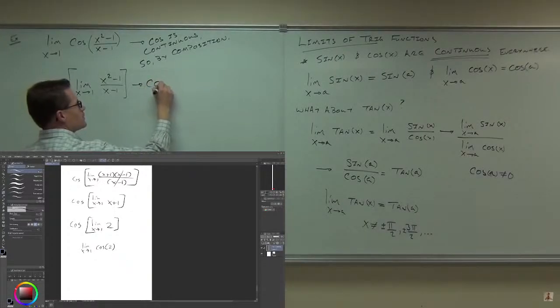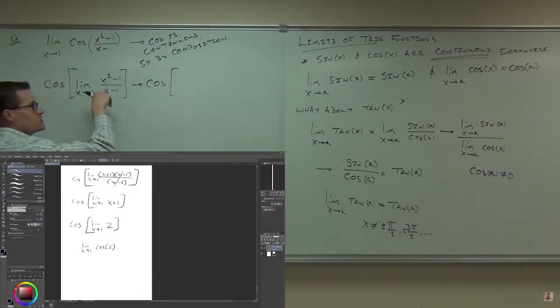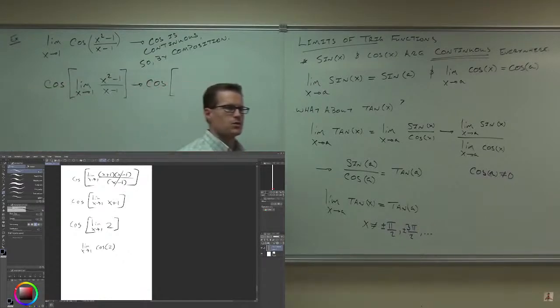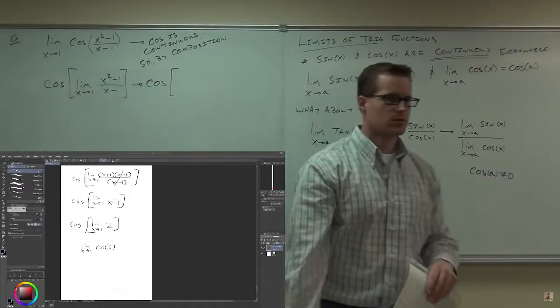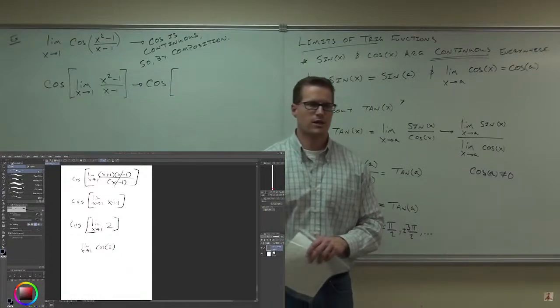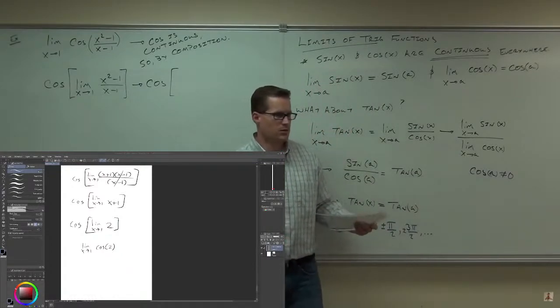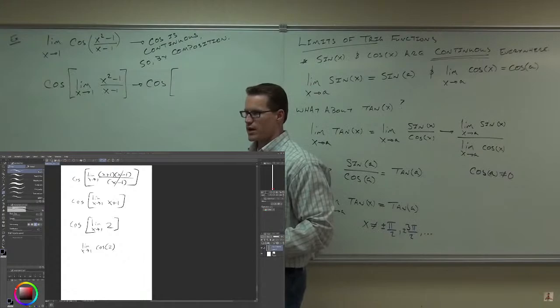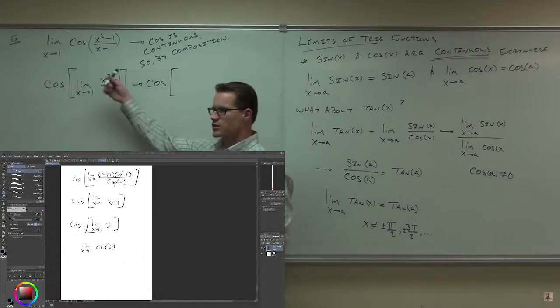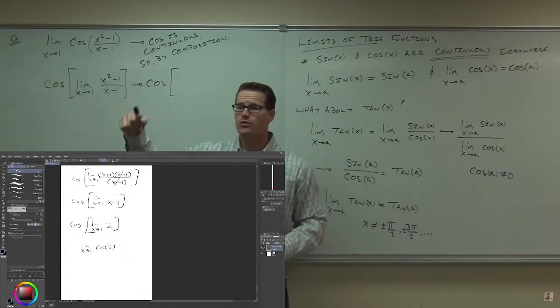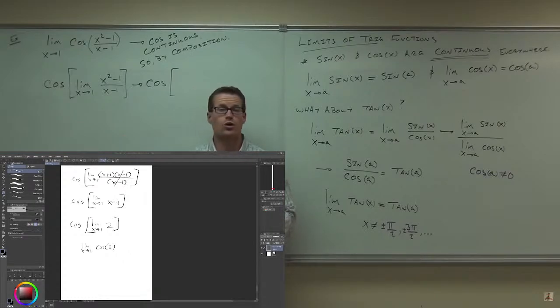Something like that. So cosine of... what are you going to do with that limit? First, you're going to try to factor to simplify. Before you factor, you're going to try to plug it in. I mean, may as well just try that. If you plug in 1, though, you're going to get 0 over 0. What does 0 over 0 tell you? Is factoring going to work or not?